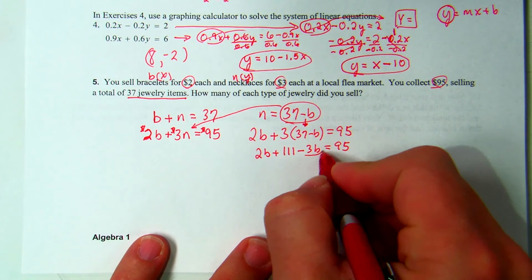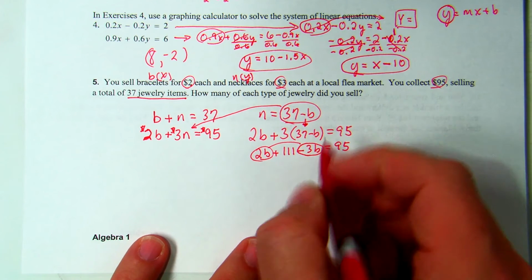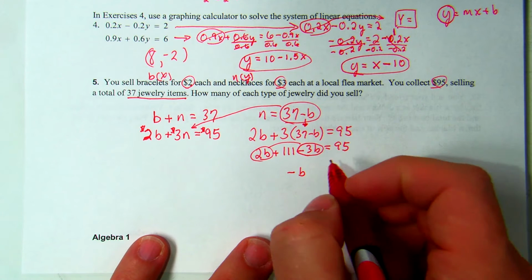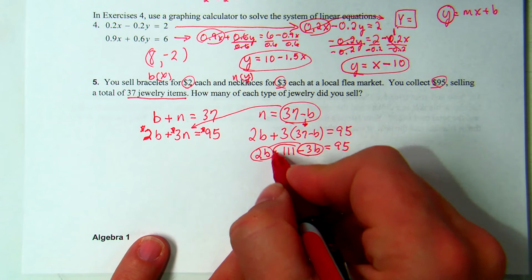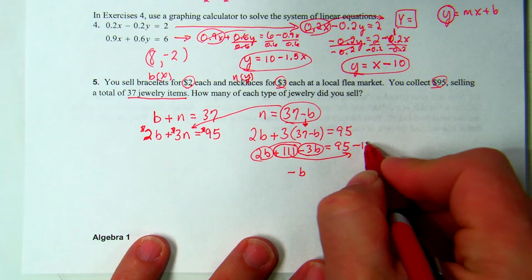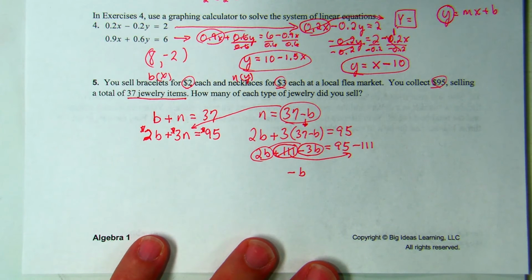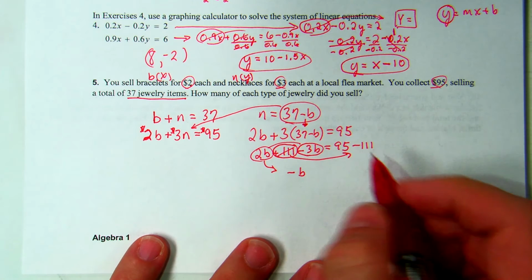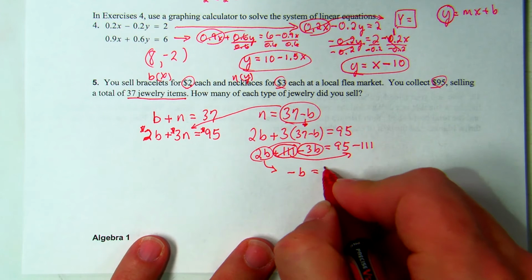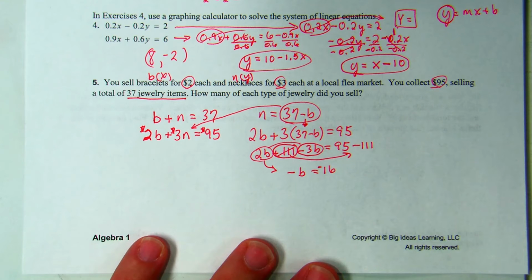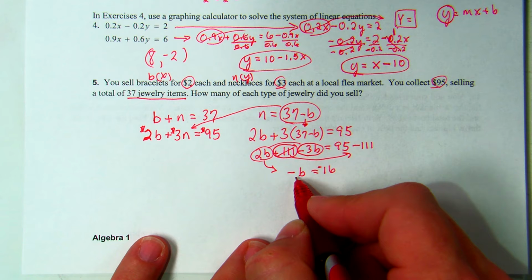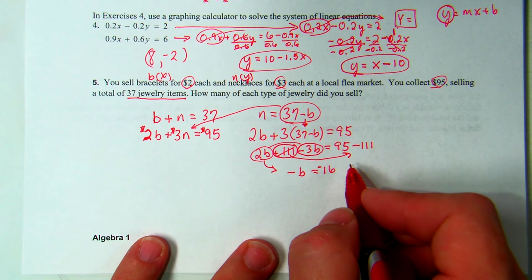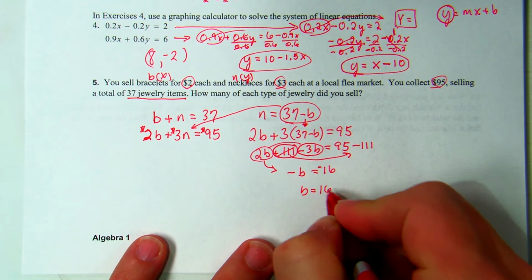Okay, I'm going to combine the b terms together, and I'm going to get a negative b, because negative 3 plus 2 will be a negative b, negative 1b if you want to say that. I'm going to move the 111 to the other side, which means I'm going to have to change its sign. So I'm going to have to subtract it from both sides. Alright, so I've got my negative b brought down. 95 minus 111 is a negative 16. And I can multiply by negative 1, or divide by negative 1, or just know that I can change both the signs on both sides at the same time here. B is just going to equal 16.